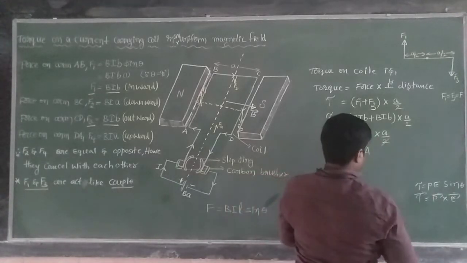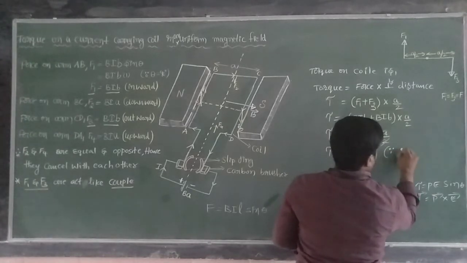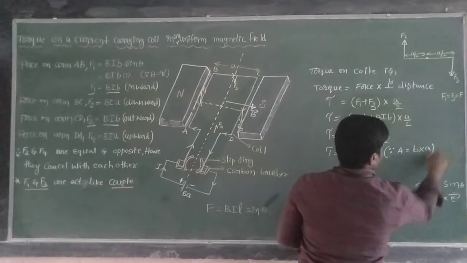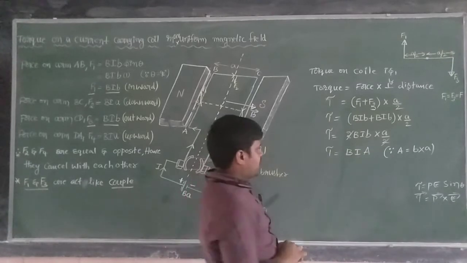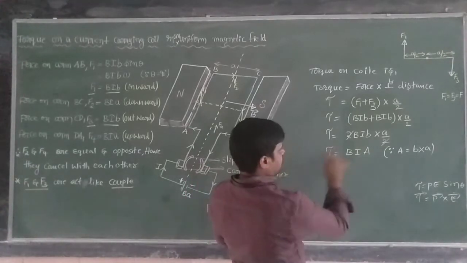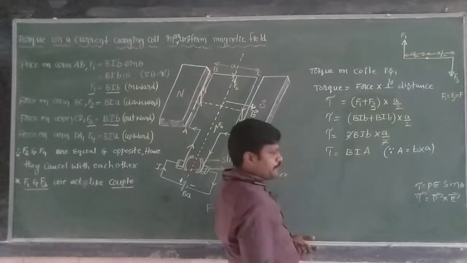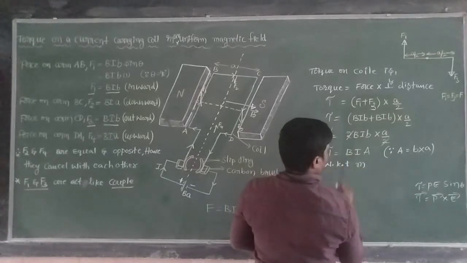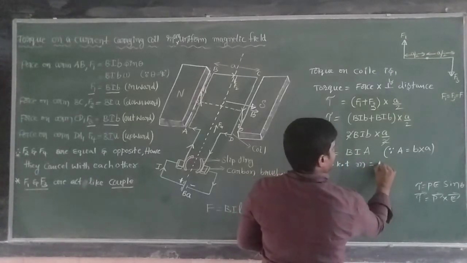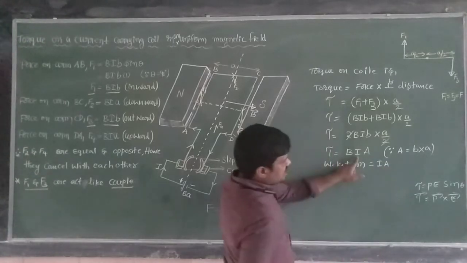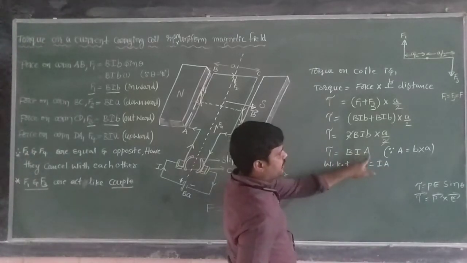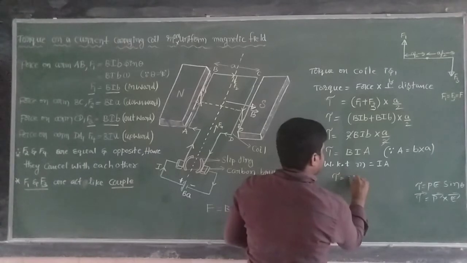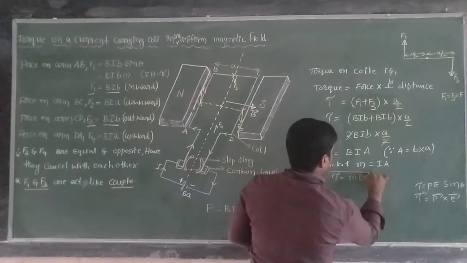Since you write it here in bracket, what can I write? See here, area A is equal to B into A. Next, here I got torque tau equal to BIA. But here we know that magnetic dipole moment is the product of current into area. So instead of the product of current into area, I can write M. So torque tau is equal to MB.